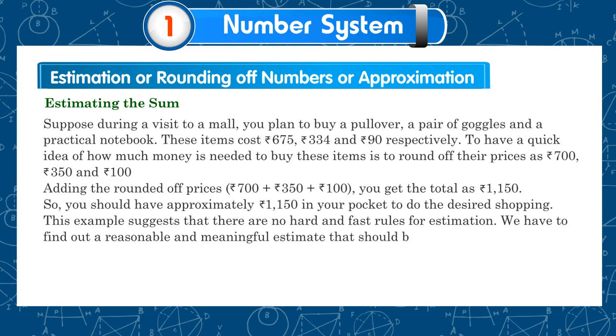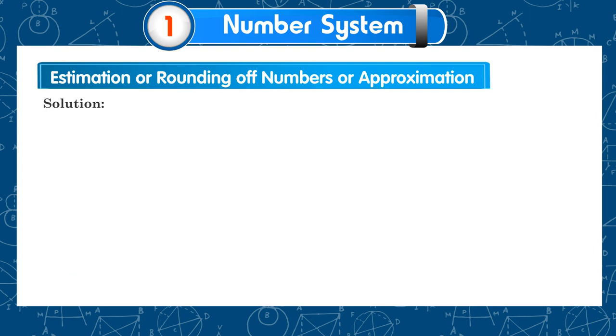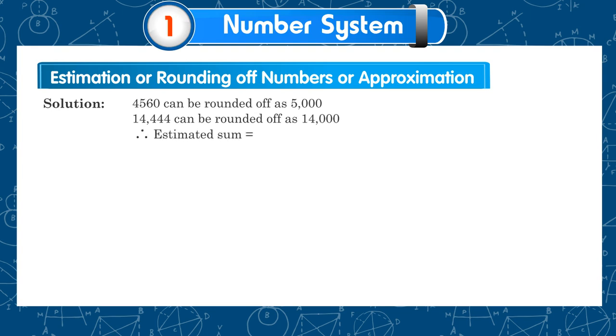Example 24. Estimate 4,560 plus 14,444 to the nearest 1000. Solution. 4,560 can be rounded off as 5,000. 14,444 can be rounded off as 14,000. Therefore, estimated sum equals 5,000 plus 14,000 equals 19,000.